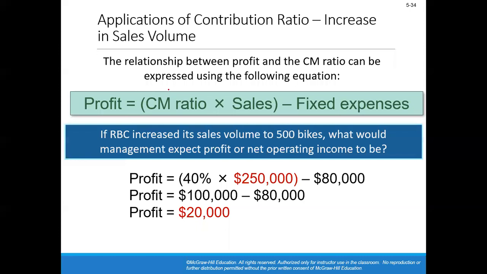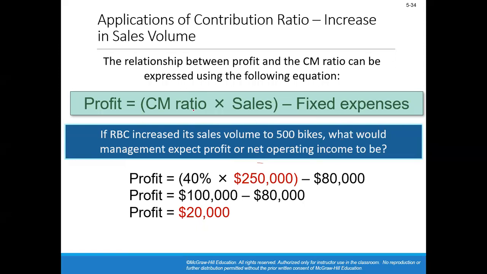So what we need to do is the same thing we learned before, but we are expressing it in a more formal way. We need to multiply the sales by the contribution margin ratio, and we need to subtract the fixed expenses. So this is the way the equation can be helpful, and this is one way of formalizing what we have learned. Okay. So if RBC, the cycle company, increased its sales volume to 500 bikes, what would be the management expectation for profit or net operating income?